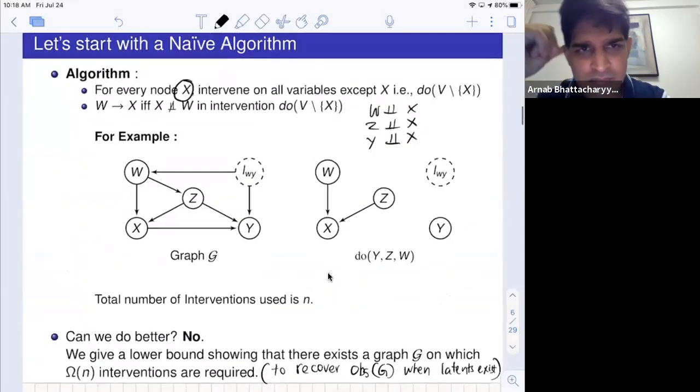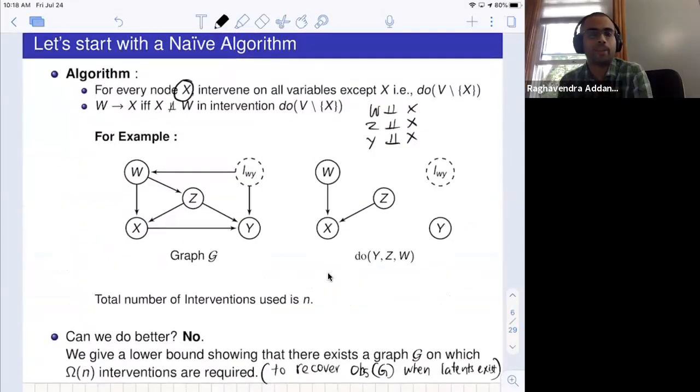Okay. First, let's start with the naive algorithm. For every node X in our graph, we intervene on all variables except X. So in the graph G, let's consider X. We intervene on W, Z, and Y. In the interventional distribution, because these values are fixed, there are no incoming edges onto these intervened variables. So W, Z, and Y have no incoming edges. So this is the mutilated graph corresponding to that.